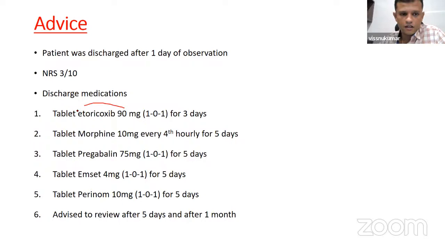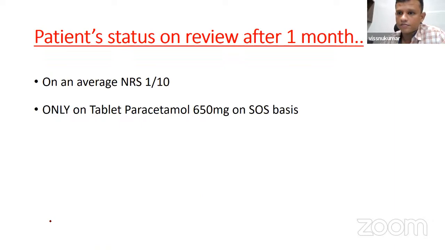And then morphine, I reduced drastically to 60 mg per day for 5 days. He was taking 120. And then pregabalin, MSET and Perinorm. And advised to review after 5 days and after 1 month. So patient status on review after 1 month.